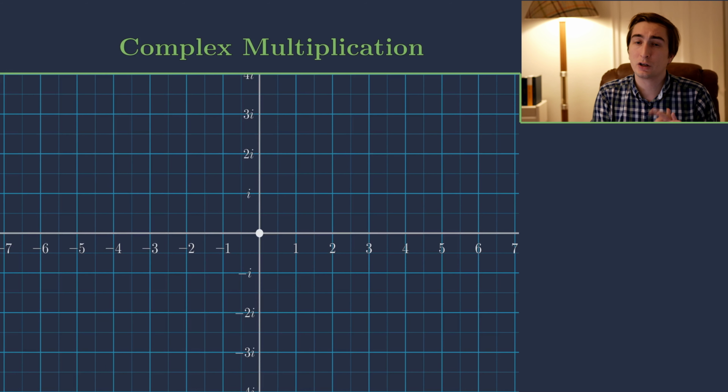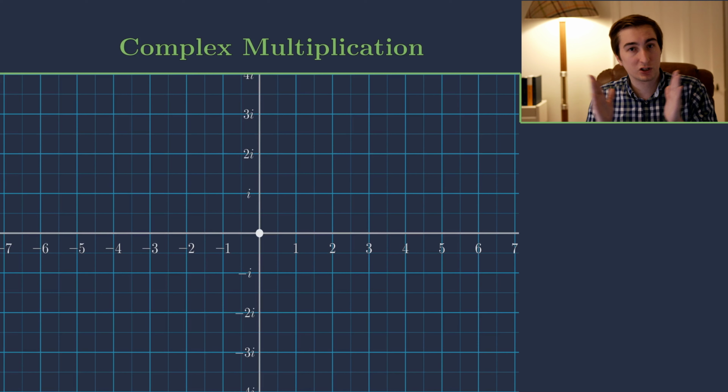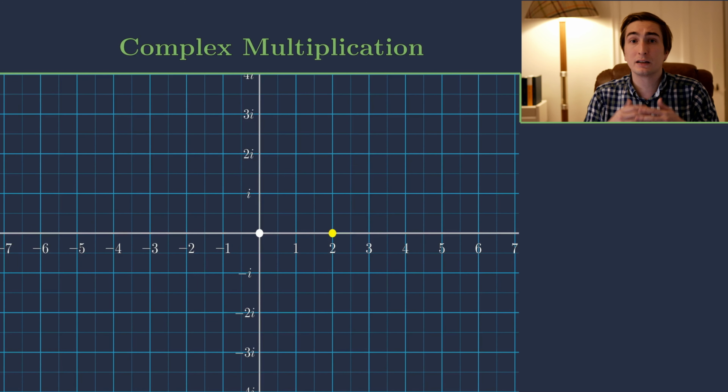Well, we saw in an earlier video that the real numbers can be thought of as acting on themselves in a multiplicative way by simply stretching the real axis by a factor of whatever that number was, or squishing it in some way. So let's take here, say, the number 2. Well, we can think of the number 2 as acting on the real number line in a multiplicative way, as stretching the real number line by a factor of 2.